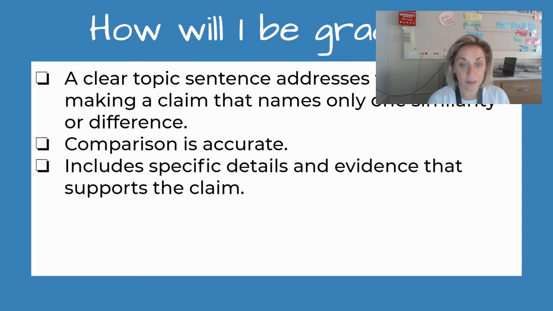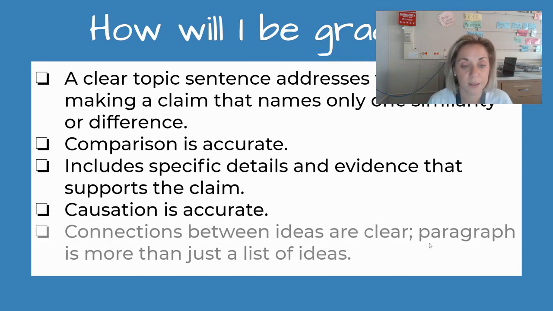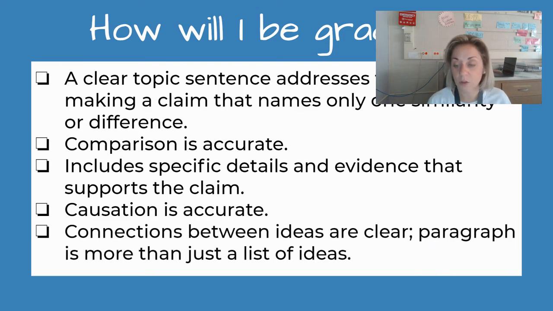You have evidence of both. You describe, if I'm talking about religion, I describe aspects of those religious ideas or beliefs of Persia. I describe those religious ideas for Greece. Your causation. Here's the reason why it's similar. Don't write "here's the reason," but "this is similar due to the fact that." That's your causation. Connections, transitions are clear, they make sense. The paragraph is more than just a list of ideas. This is how you will be graded.